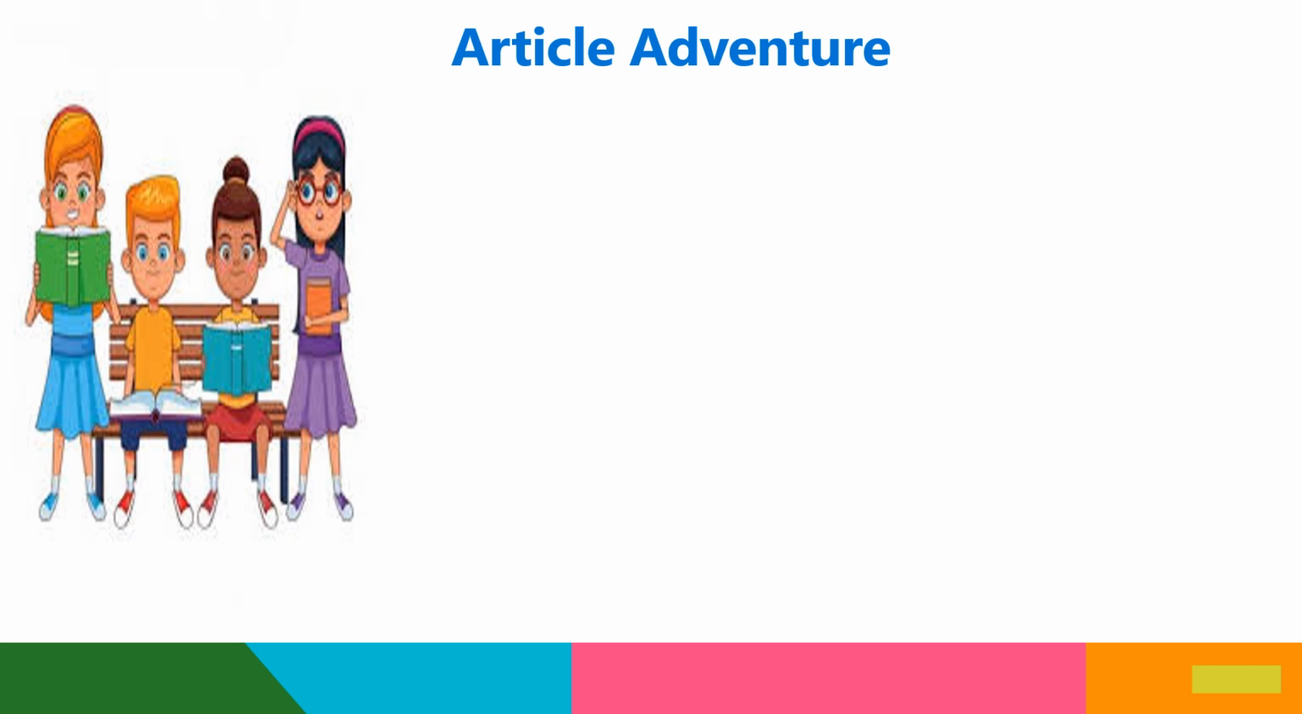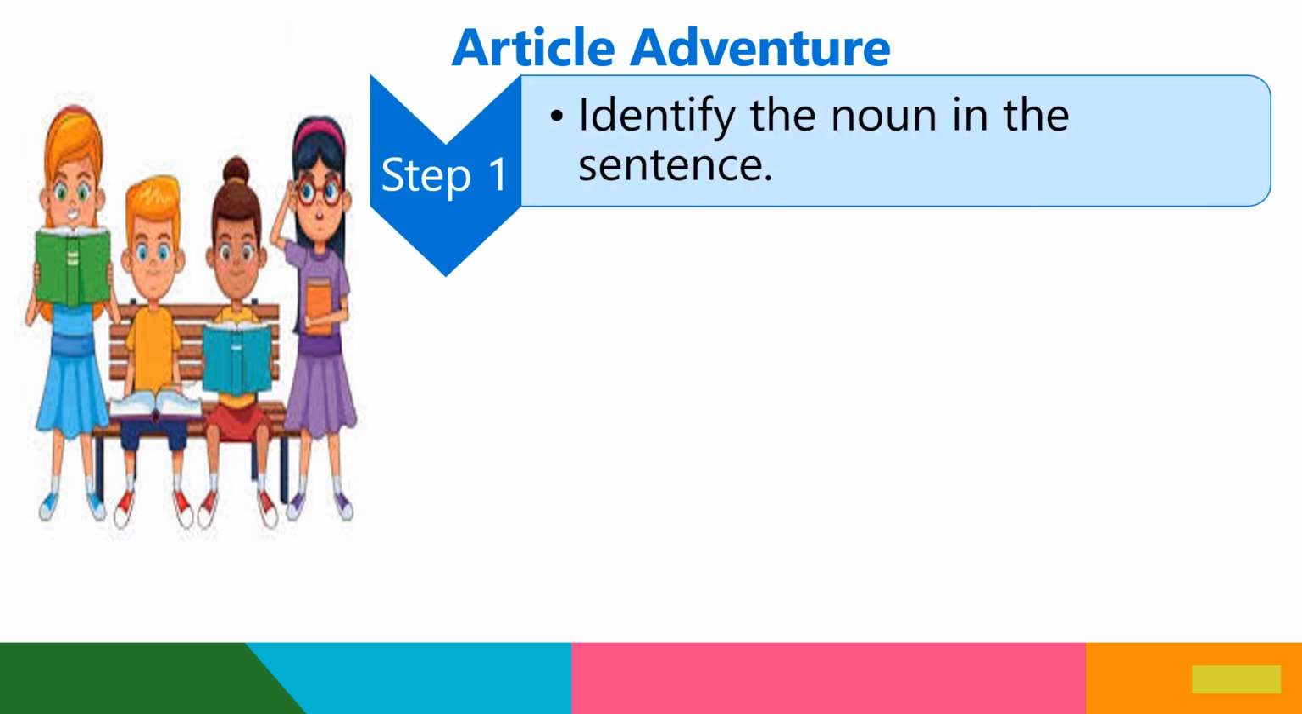Always follow 3 steps before choosing a or an for a noun. So, first step is identify the noun in the sentence. Look for the thing or person we are talking about. For example, in "I see a dog," which is the noun? Yes, the noun is dog.